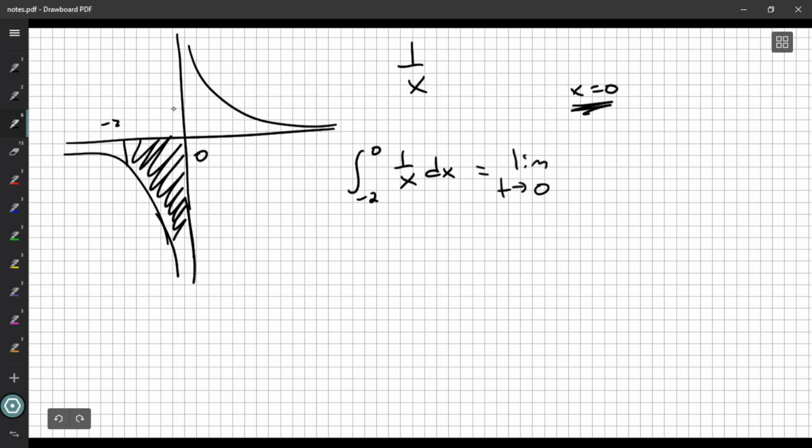We get ourselves a limit. So 0 is the problem. We're going to approach 0 from below, or from the left side. And now that we have t being a nice proper real number, this is a good definite integral, now we can integrate and plug numbers in.